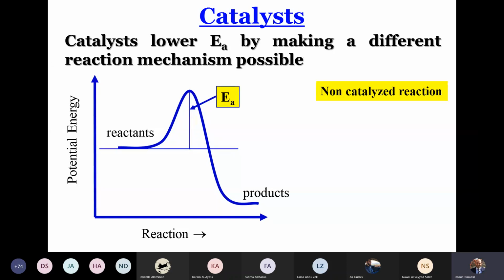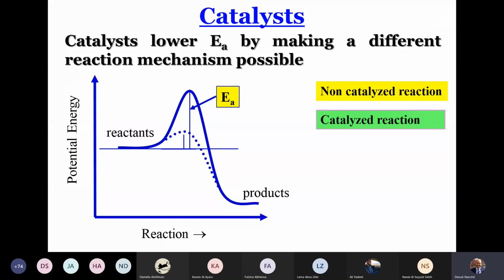The only change is the pathway of the reaction. So we will follow another pathway in dots. This is a catalyzed reaction, and as you observed, this pathway in dots is different from the pathway in the blue curve. If we calculate again the activation energy of the catalyzed reaction, the activation energy is the difference between the energy of the reactant and the activated complex obtained in case of the catalyzed reaction.